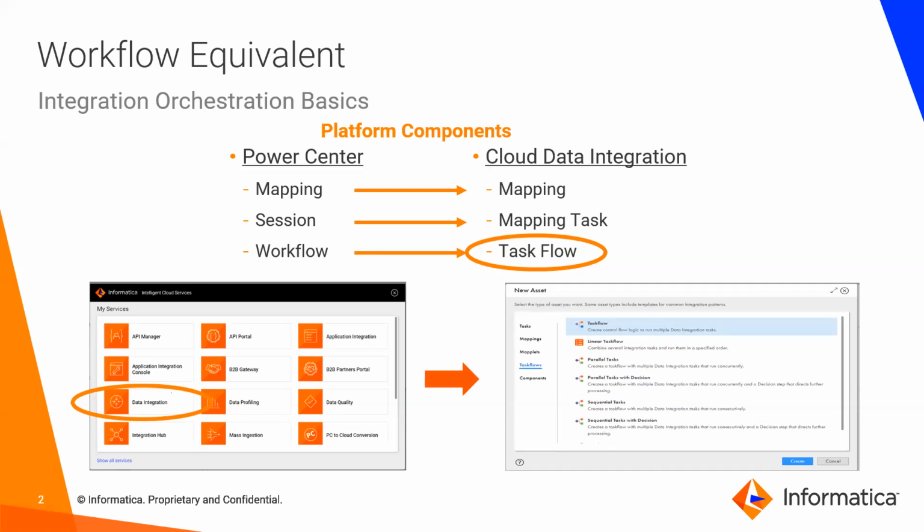Just before I drill deep into the component that does the orchestration, I want to make sure you understand the assets within our cloud platform that are being orchestrated and what those equivalents were in PowerCenter. In PowerCenter, you have a mapping. In cloud data integration, you have a mapping. In PowerCenter, you have a session, and the equivalent is a mapping task. The mapping task is what's being orchestrated within our cloud data integration platform. The component that does that orchestration is referred to as a task flow, which is the equivalent of a PowerCenter workflow.